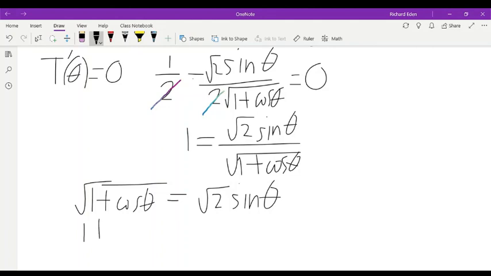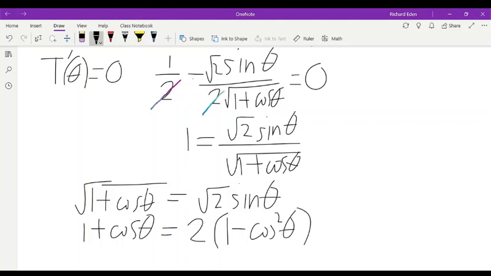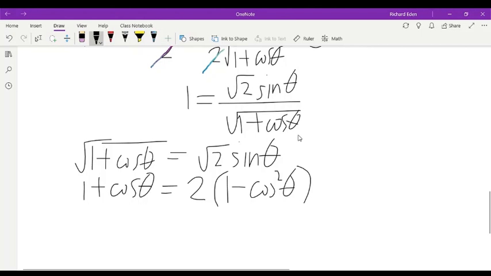You have 1 plus the cosine of theta, and then here you have 2. And then sine squared, which I'm going to rewrite as 1 minus cosine squared of theta. So then you're going to see that both of these two sides have 1 plus cosine theta as a factor. So if you cancel 1 plus cosine theta, you have 1 here, and then 2, and you'd still be left with 1 minus cosine of theta.